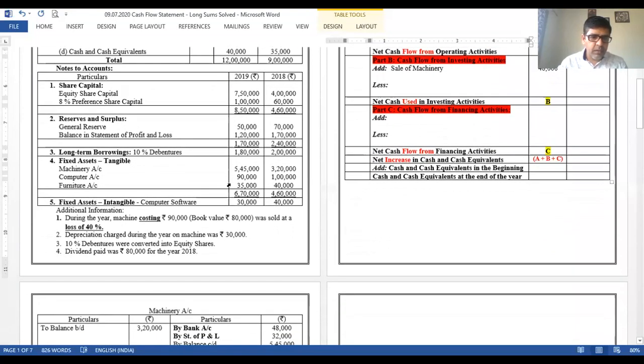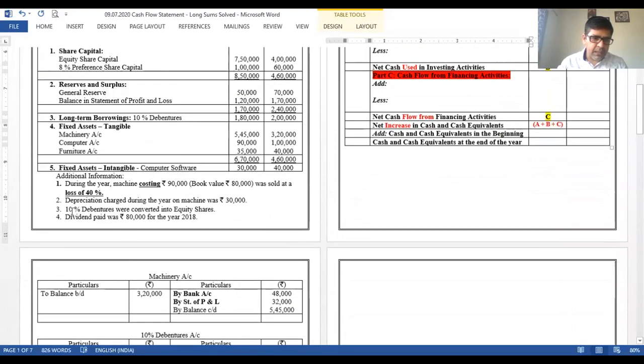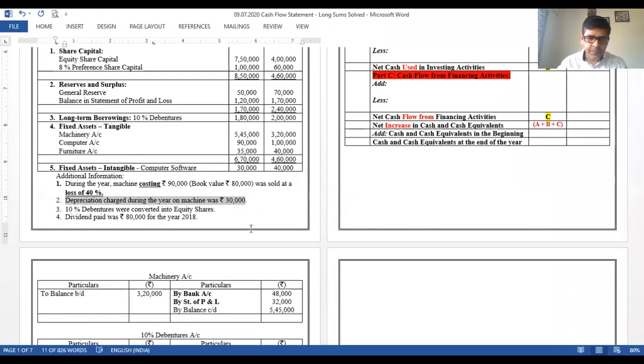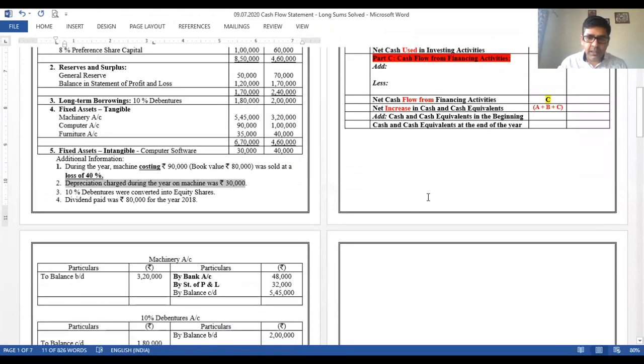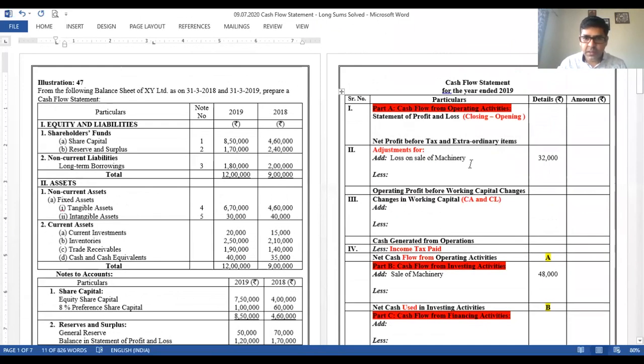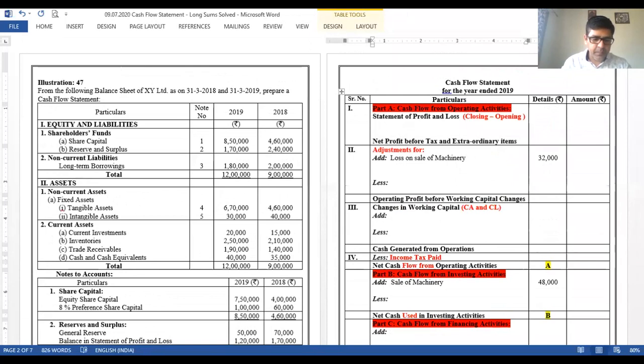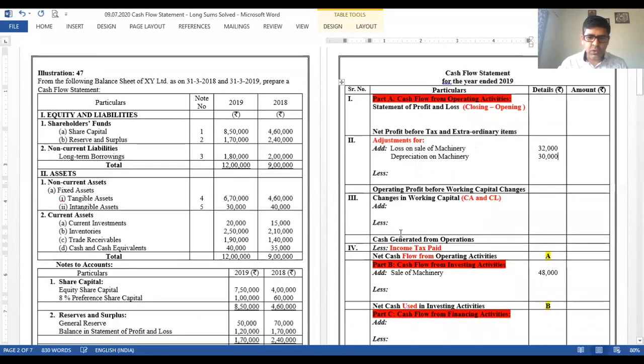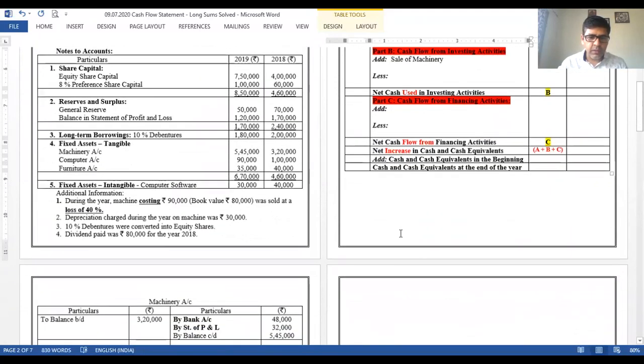Now after that, the second is depreciation charged during the year on machine was 30,000. Depreciation charged, so we know the effect and the entry is very simple. Depreciation to machinery, so let us write depreciation 30,000 in adjustments, add over there. Depreciation on machinery, 30,000, and this 30,000 has to go to machinery account on the credit side.